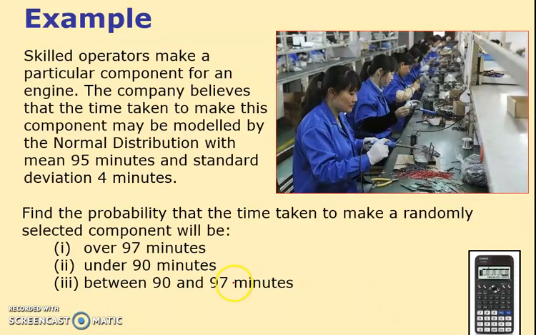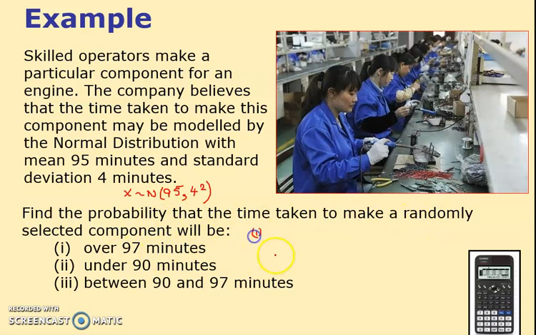So, nice questions. Example: skilled operators make a particular component for an engine. They believe the time taken for this may be modeled by the normal distribution with mean 95. So, X is normal with mean 95 and a standard deviation of 4 minutes. So again, just write comma 4 squared. Find the probability that the time taken to make a randomly selected component will be over 97.